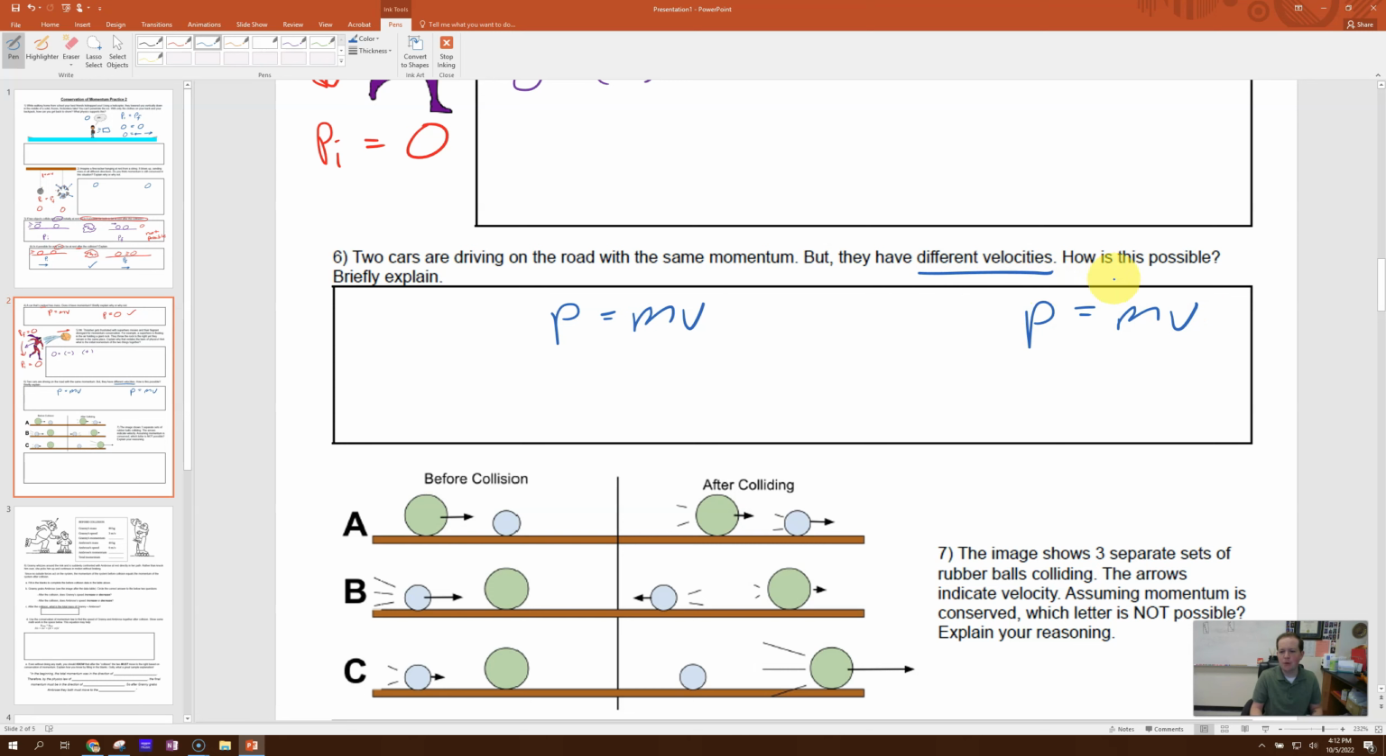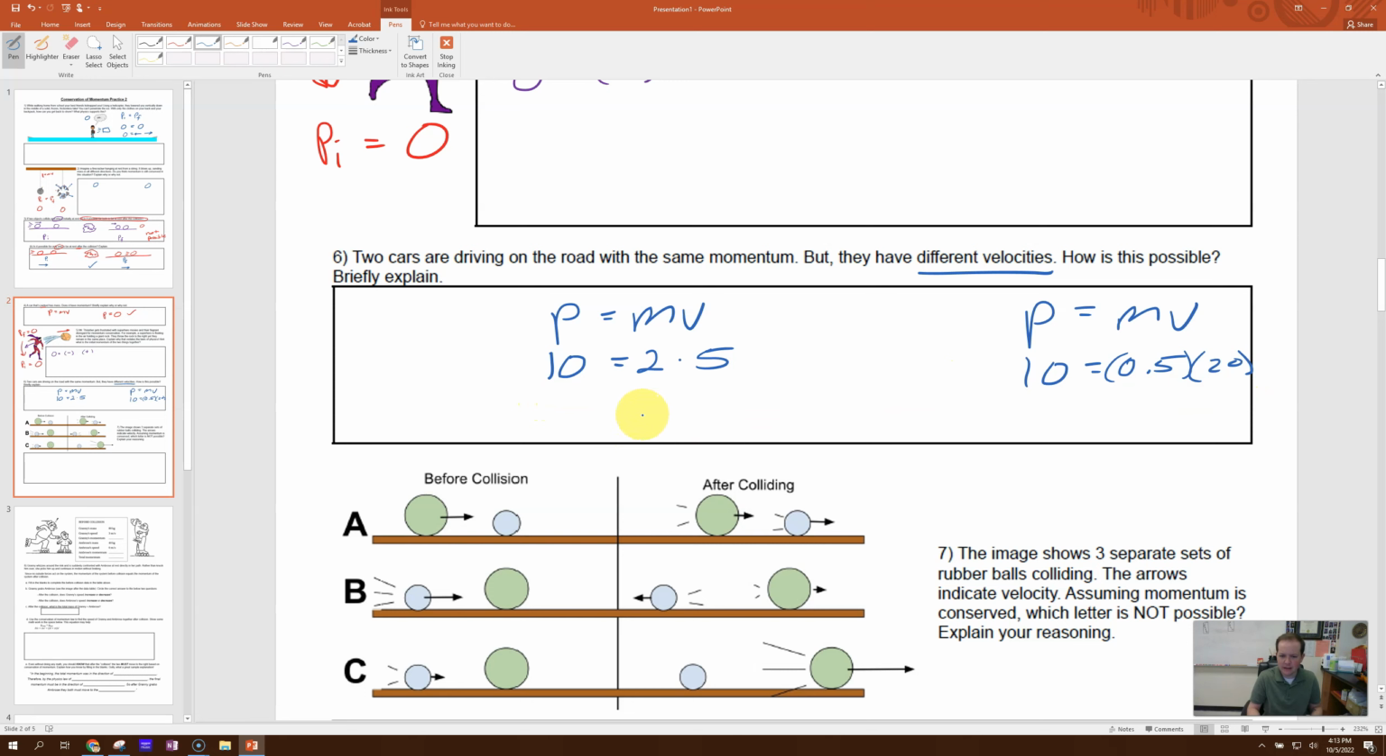How could I have the same momentum but have different velocities? Well, momentum is based on velocity, but it's also based on mass. So, I'm just going to make up some numbers. Maybe I have a momentum of 10 equals a mass of 2 multiplied by a velocity of 5, right? Mass of 2, velocity of 5, a momentum of 10. I could also have a momentum of 10 if my mass was 0.5, again, I'm making up numbers here, and my velocity was 20.